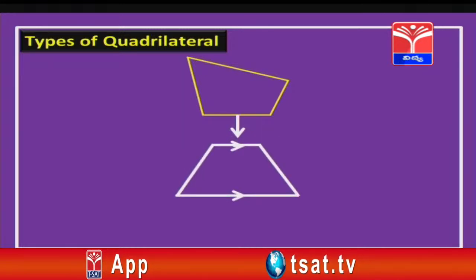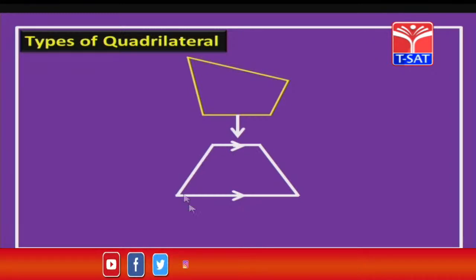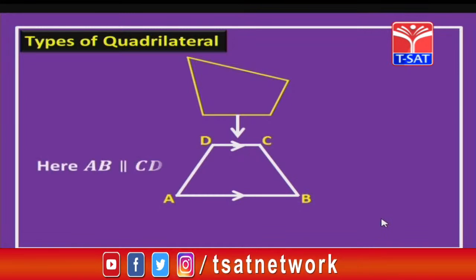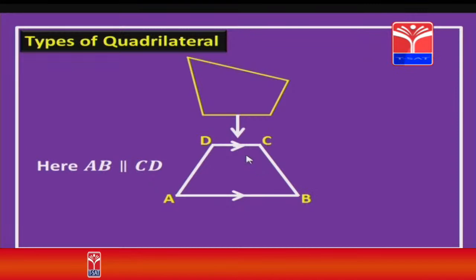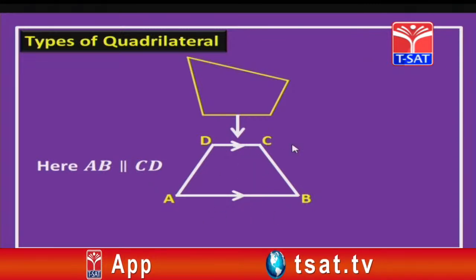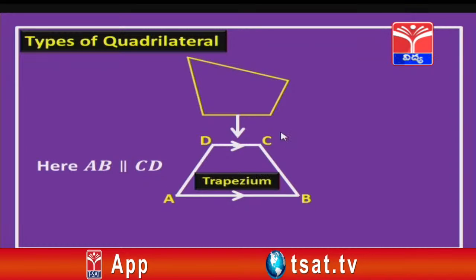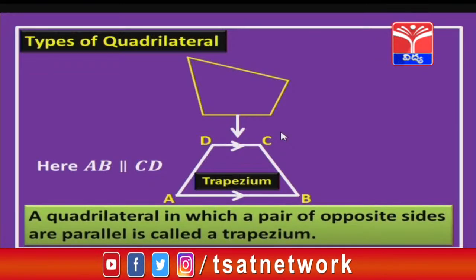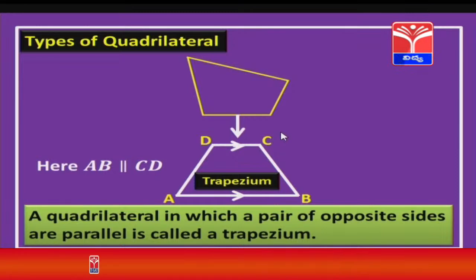Now, here also we have a four-sided figure, a quadrilateral, right? Here this one, it is a four-sided figure, it is a quadrilateral, but in this quadrilateral, you will notice that one pair of opposite sides, that is AB and DC, are parallel to each other. Such type of quadrilateral is called a trapezium. So, how do we define trapezium, children? Yes, a quadrilateral in which a pair of opposite sides are parallel is called a trapezium. So, this is one type of quadrilateral.